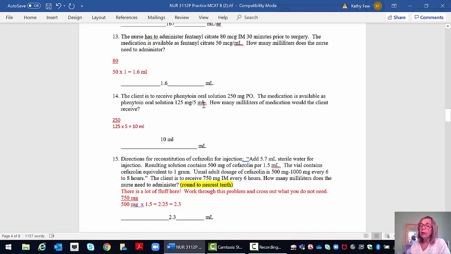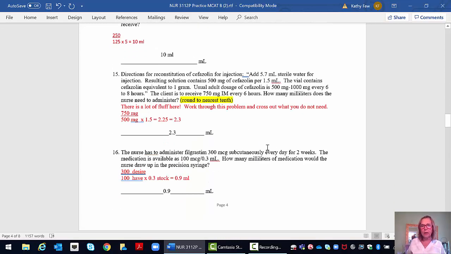125. What is our stock? Times 5 mLs. And so how many milliliters of medication would the client receive? 10 mLs. Perfect. You got it. And what's the next one?